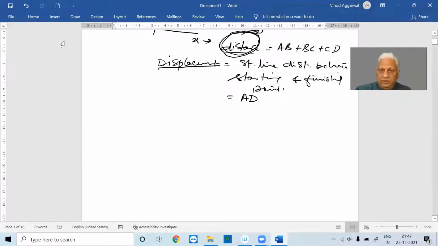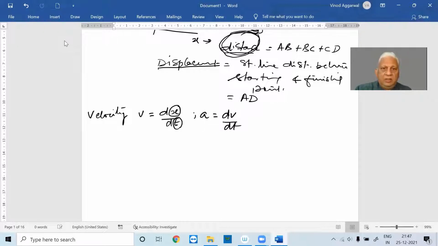Now we define what is velocity and acceleration. Velocity of any point v is given by dx by dt, the rate of change of x coordinate with respect to time, or rather the rate of change of displacement coordinate with respect to time. Similarly, a would be the rate of change of velocity with respect to time. This is also the same as d square x by dt square. Okay.